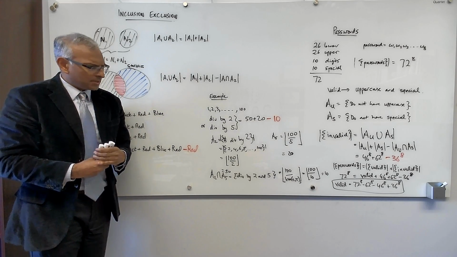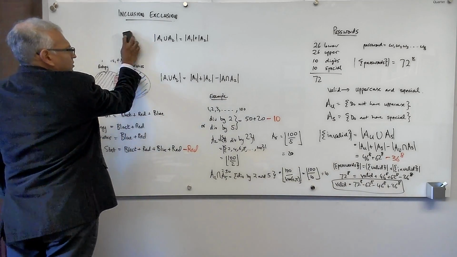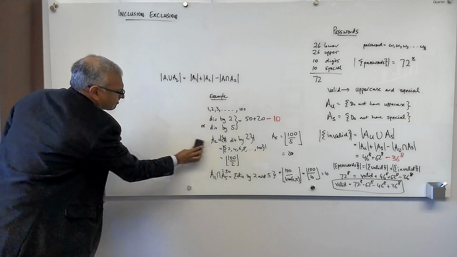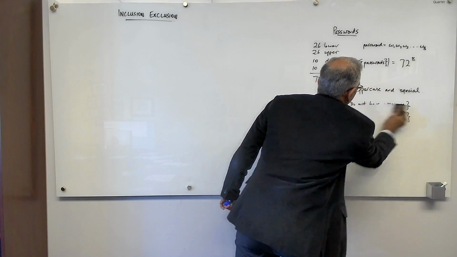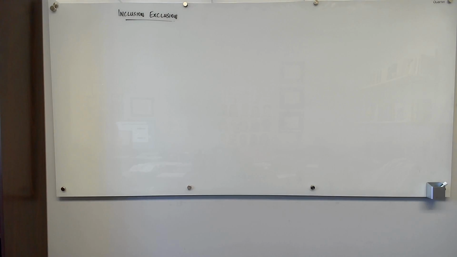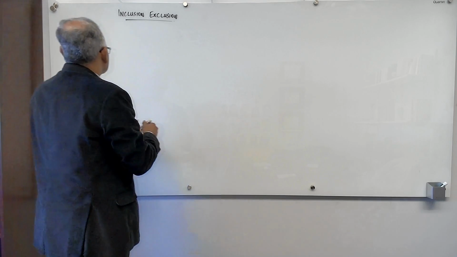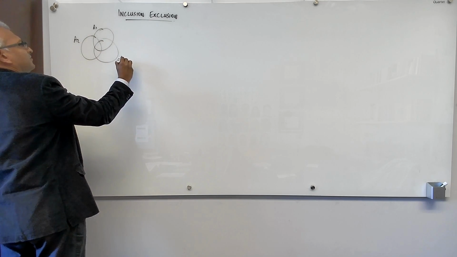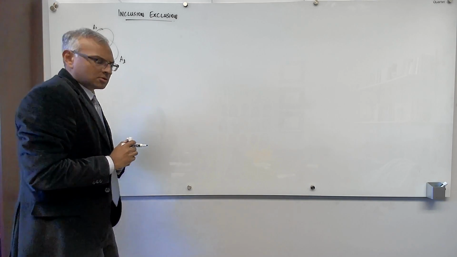Okay. Now, let's erase and talk about it. What about if you have more than two sets? Okay, so what about the union of three sets? So let's generalize the union of two sets to the union of three sets. So we have three sets, A1, A2, A3, and we're interested in A1 union A2 union A3. So we're interested in the size of the union of three sets.